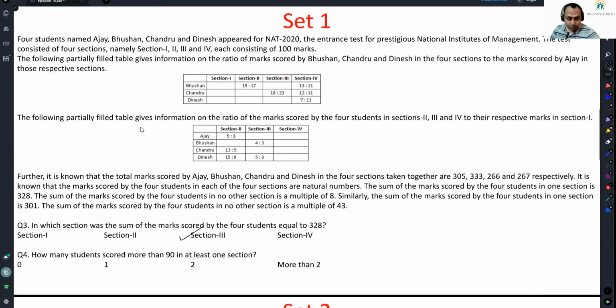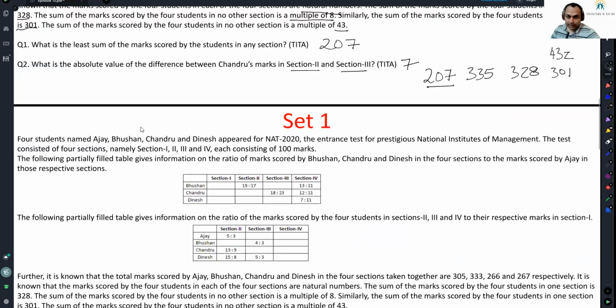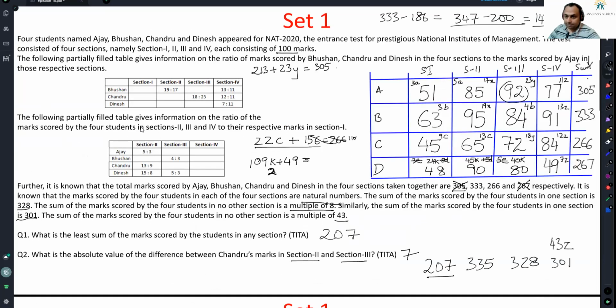How many students scored more than 90 in at least one section? Pay attention, it says more than 90. So I have 1 here, I have 2 here. I'm not counting this because it is the same student. I have to count the number of students.